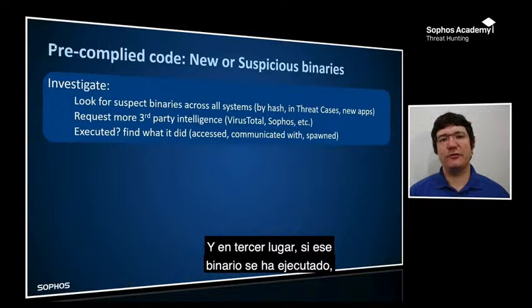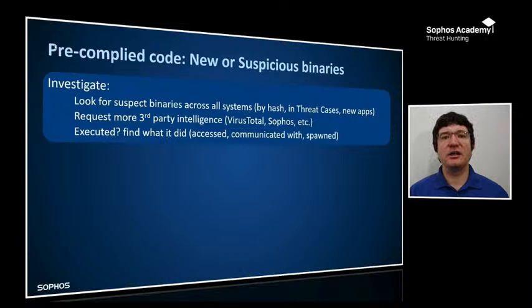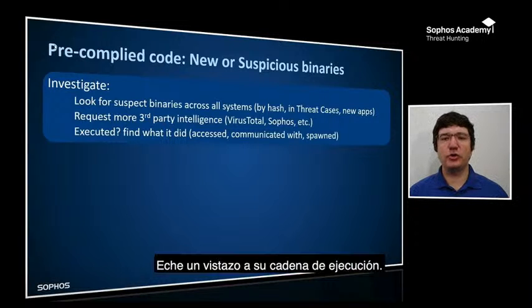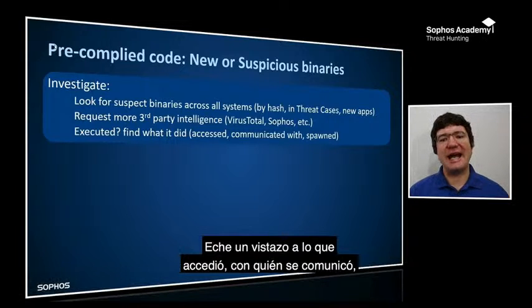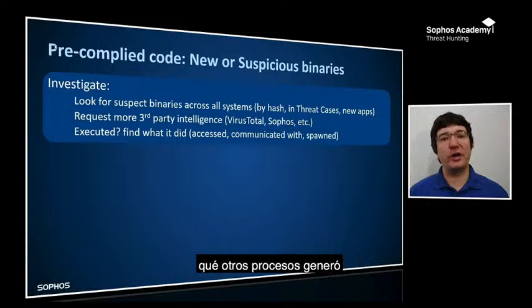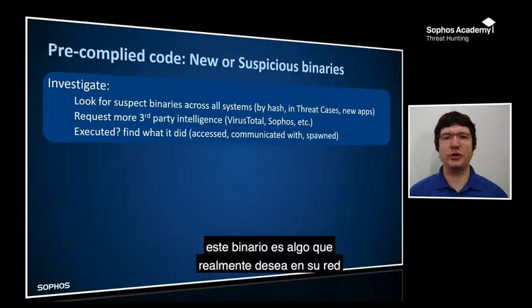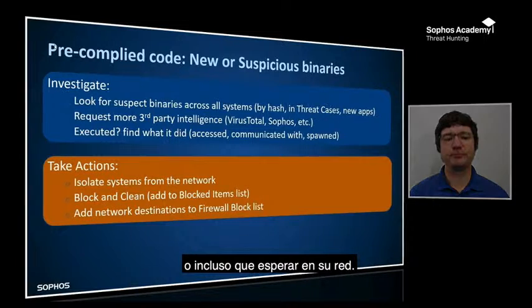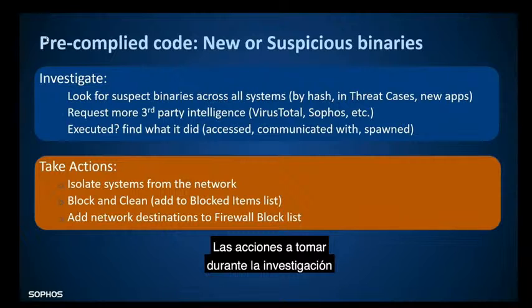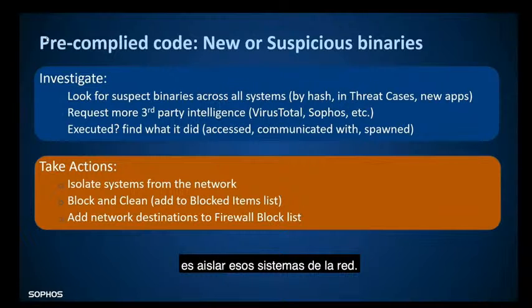And thirdly, if that binary has been executed, take a look at what it did. Take a look at its execution chain. Take a look at what it accessed, who it communicated with, what other processes it spawned, to get a better sense of whether or not this binary is something that you actually want on your network or even expect on your network. The action to take while investigating is to isolate those systems from the network.